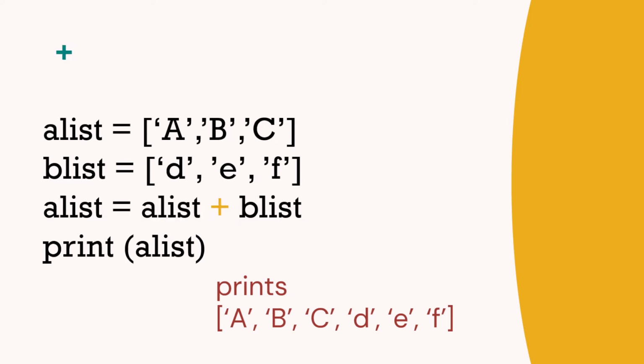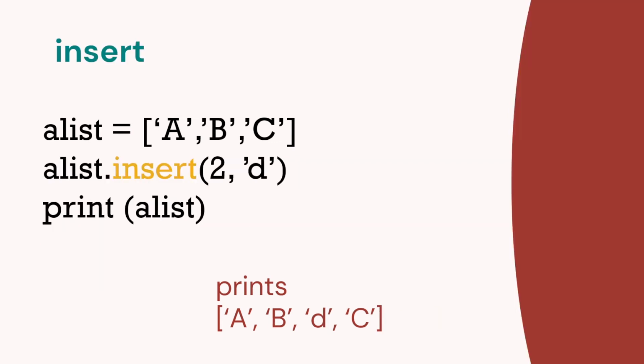We could also concatenate or add together. So here we've got A list plus B list, and we've got again ABC, DEF. Insert, we choose the place, in this case 2, and the element is D. So that would give us a list of A, B, then D, and then C.